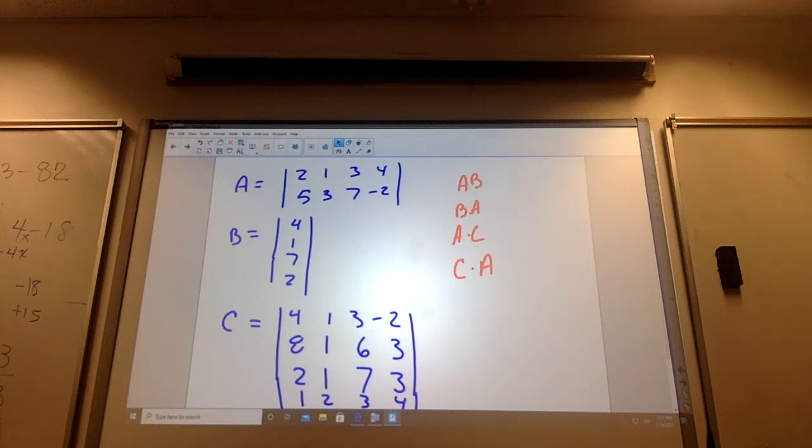B times A is not supposed to work. I would think it wouldn't, because you have a 4 by 1 times a 2 by 4. The inside dimensions wouldn't match. But the other way, A times B should work.